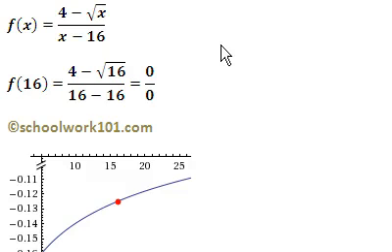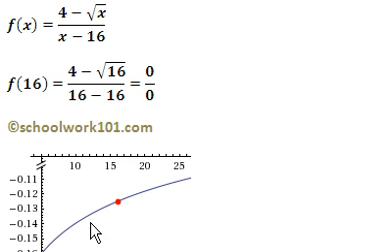Okay, in this section here in calculus, we're talking about limits, and we're solving limits numerically. But let's say we're given a function f of x, (4 minus square root of x) over (x minus 16), and let's say that I want to evaluate it when x is 16. So I take 16, I plug it in for x, and we end up getting 0 over 0.